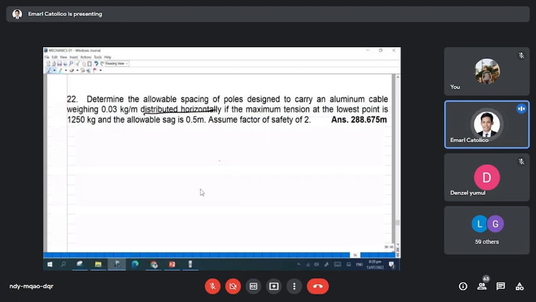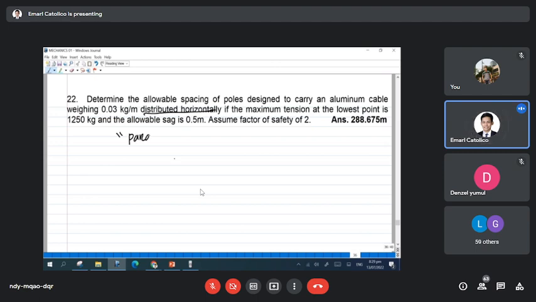Okay. If the maximum tension at lowest point is 150 kilogram and allowable sag is 0.5 meters, assume factor of safety of 2. So, since distributed horizontally, parabolic cable ulit siya.